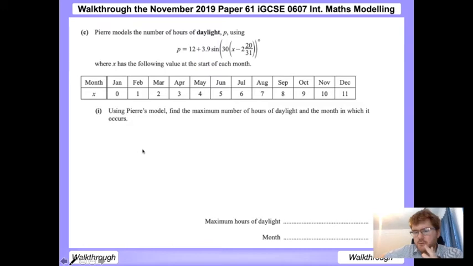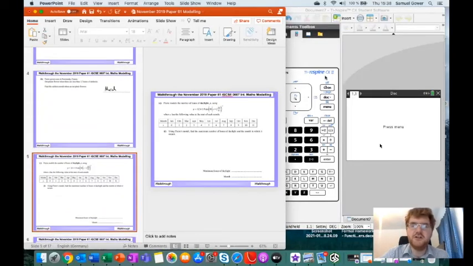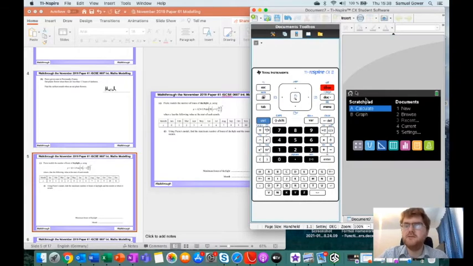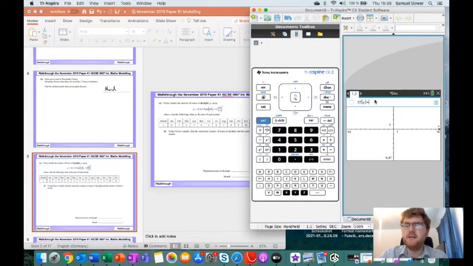And using that model, we need to find the maximum number of hours of daylight and the month in which this occurs. Now, the way we do this, we need to use our GDC, so this thing here. Make sure you always have it ready for the modelling aspect of the Paper 2 exam. And what we're going to do is draw a graph. So we go to the On button, New, and we want a graph.